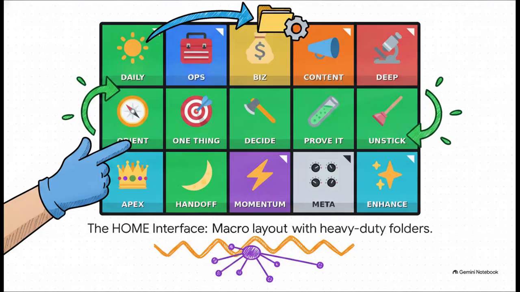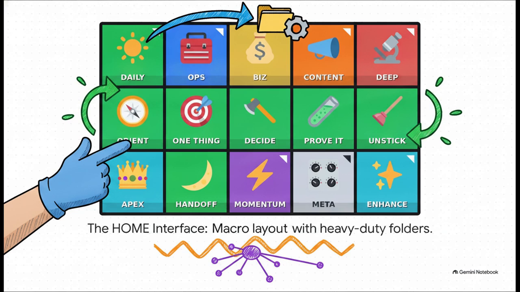Now, notice the distinct color language used on the home interface. The top row, in blue, gold, orange, and red, acts as your heavy-duty folders. That's Ops, Business, Content, and Deep Work. The bottom row handles momentum and meta enhancements. But check out right in the middle.